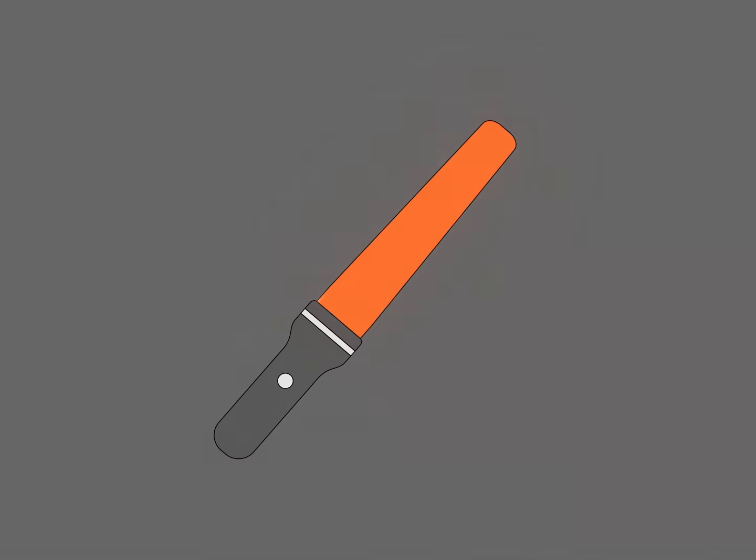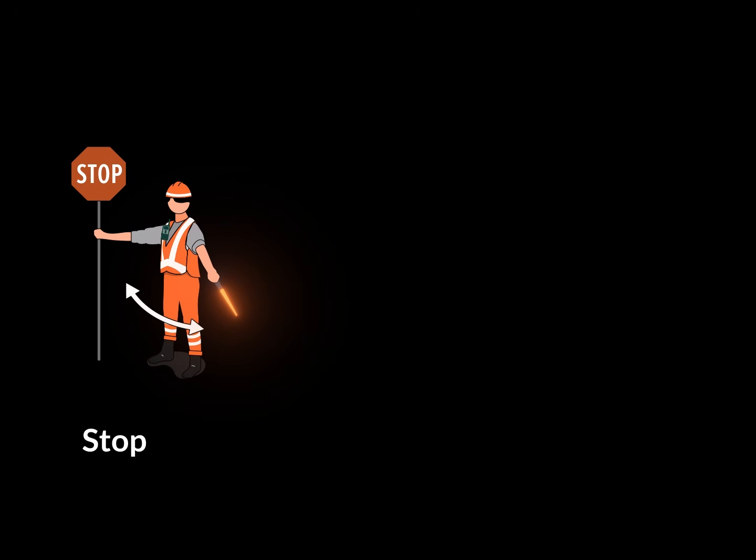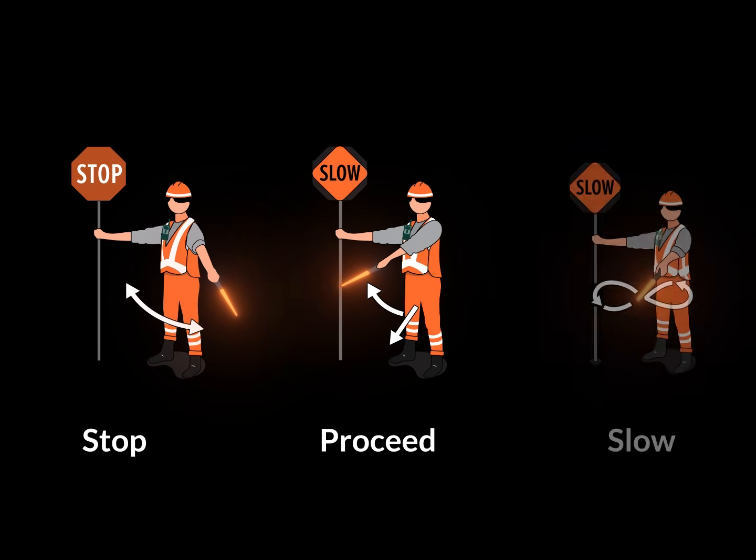During hours of darkness or in low visibility conditions, it is recommended that you signal using a flashlight with a red glow cone. Here are the gestures you should use when signaling with a flashlight.